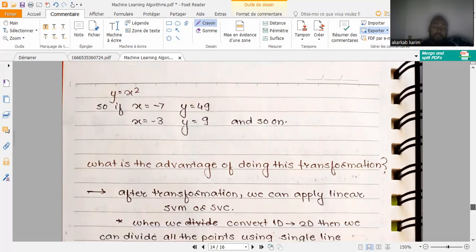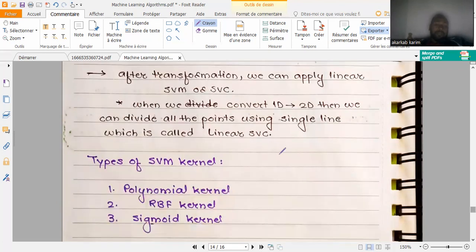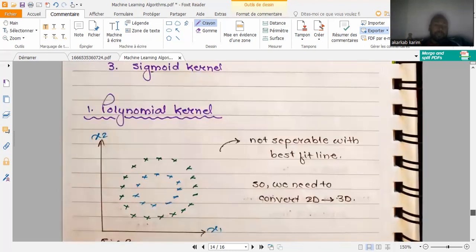What is the advantage of doing this transformation? After the transformation, we can apply a linear SVM. We convert the data from 1D to 2D and divide it into a simple form, called linear separation, with two classifiers. The types of kernels that we have are the polynomial kernel, the RBF kernel, and the sigmoid kernel. Now let's take an example of the polynomial kernel.